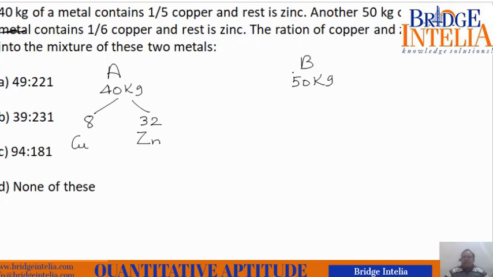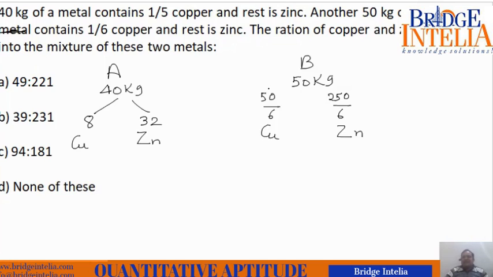What about alloy B? In alloy B, 1/6 is copper. So 1/6 is copper, that means 50/6 is copper and the rest is zinc, that means 5/6. So 250/6 is zinc.